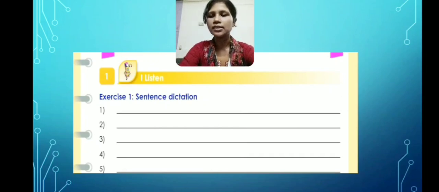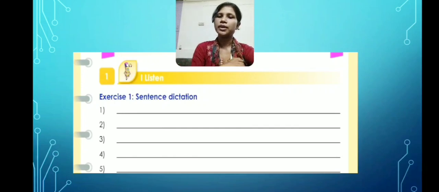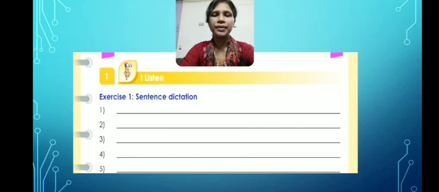Second sentence is, we should be kind to stray animals. Full stop. We should be kind to stray animals. Again, I am repeating it. We should be kind to stray animals. S-T-R-A-Y. I have told you the spelling, though it is a sentence dictation.